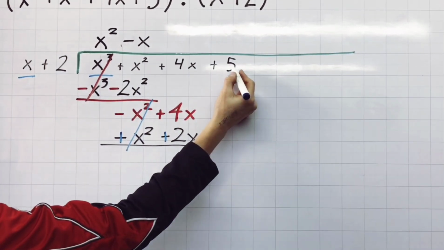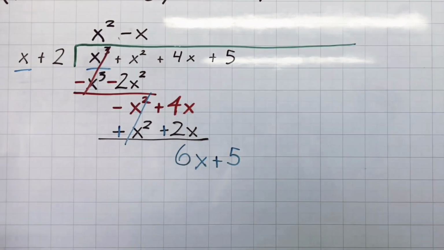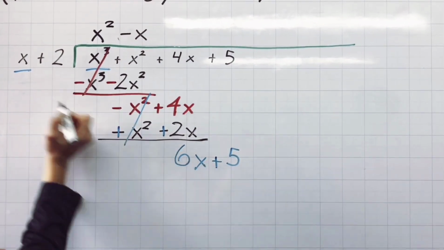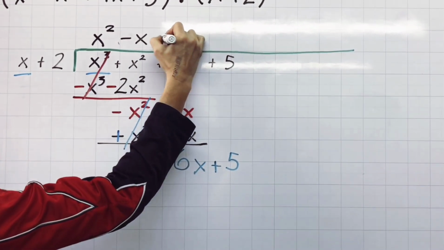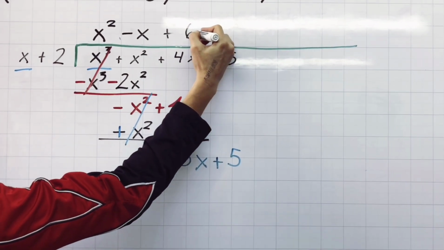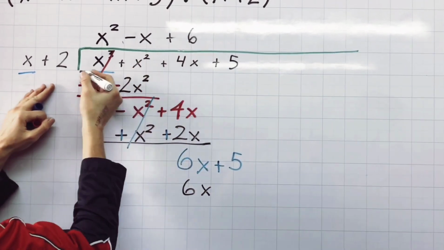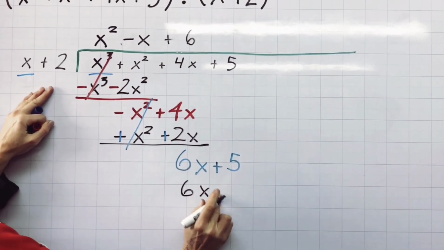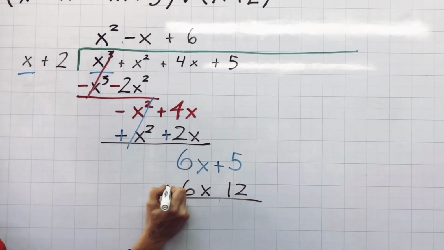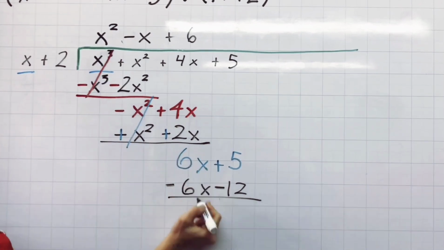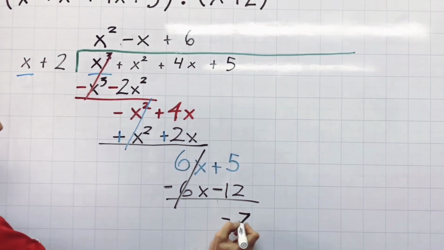Then the next term comes down, plus 5. Then we continue to divide. We have 6x divided by x. 6x divided by x is 6. Then we multiply this times both parts. 6 times x is 6x. 6 times 2 is 12. Then I go to subtract. Minus, minus. 6x minus 6x is 0. 5 minus 12 is minus 7.